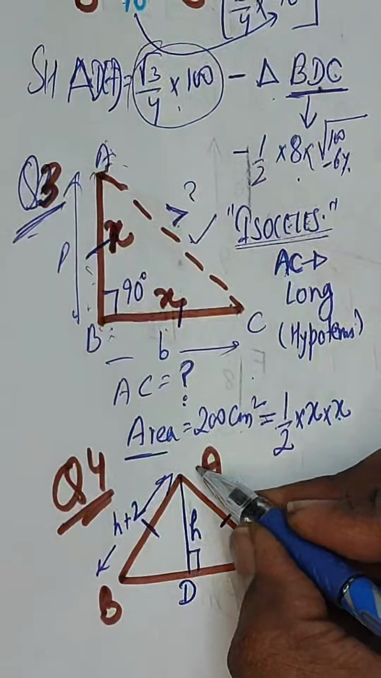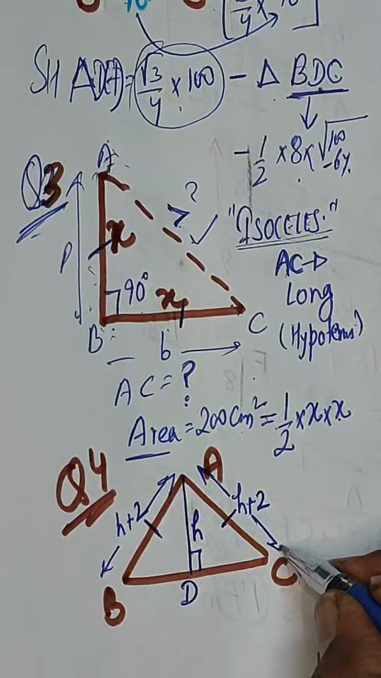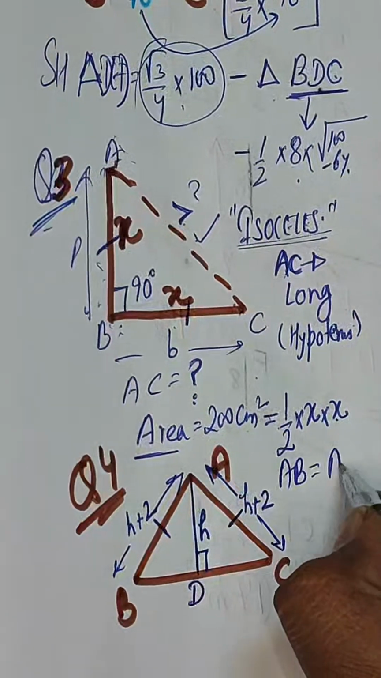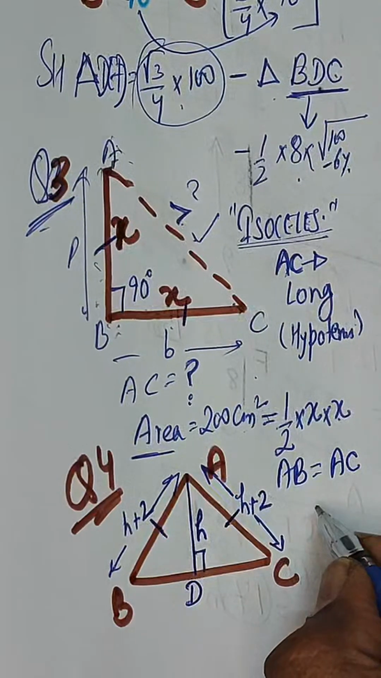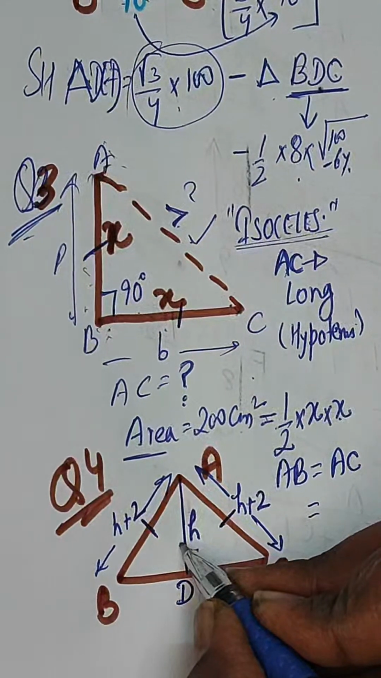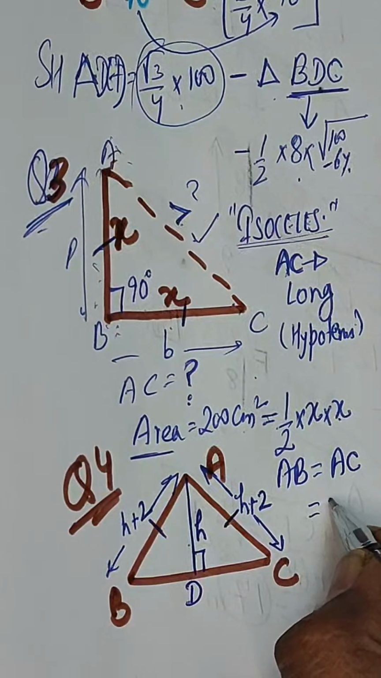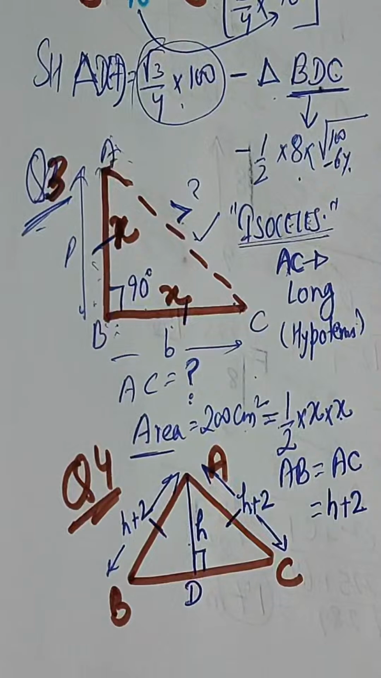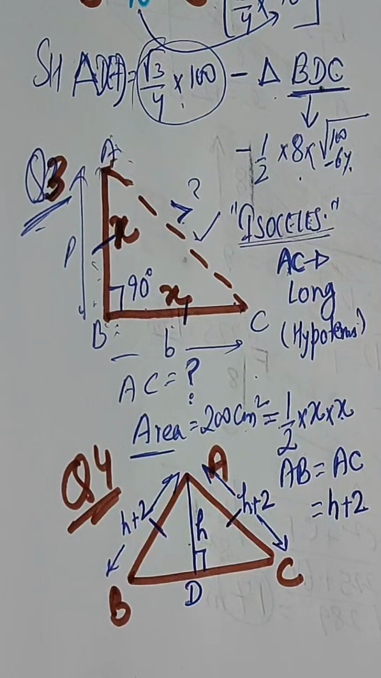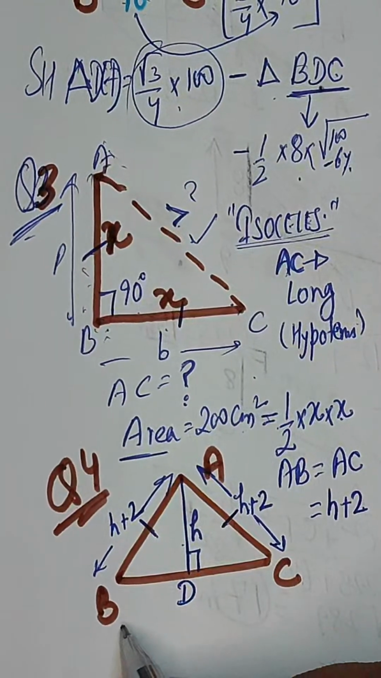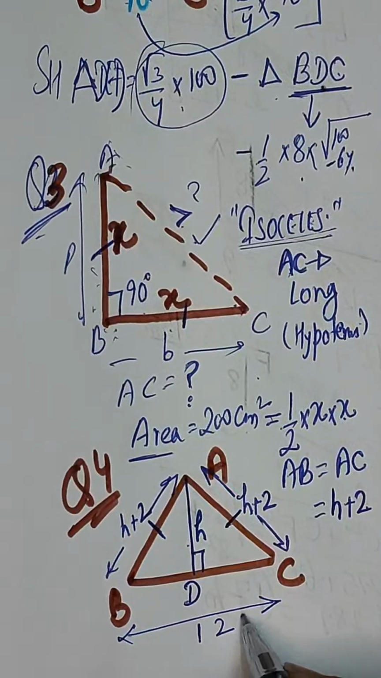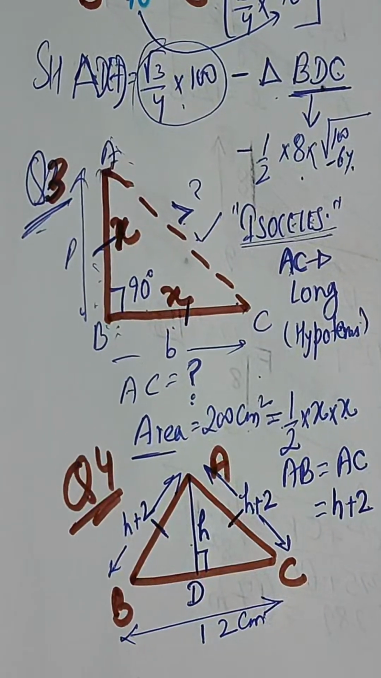If this is h plus 2 and this is h plus 2, why? Because being an isosceles, AB is equal to AC and the relation is given that from the height they are increased by 2. So if the height is h, the length of AB and AC is h plus 2. And the base of the triangle measures 12 centimeter, this is given as 12 centimeter, right? Now find the area of the triangle.